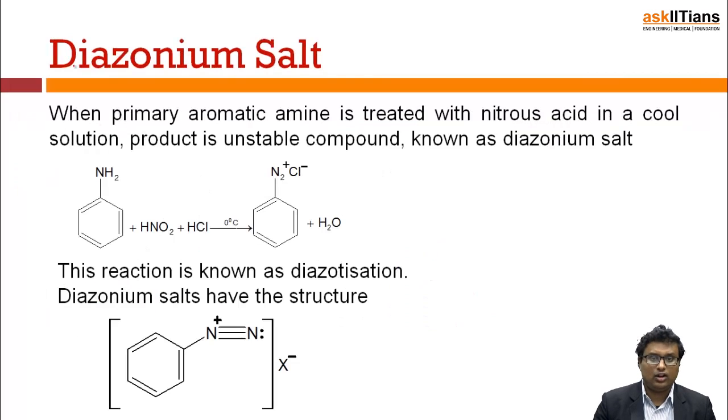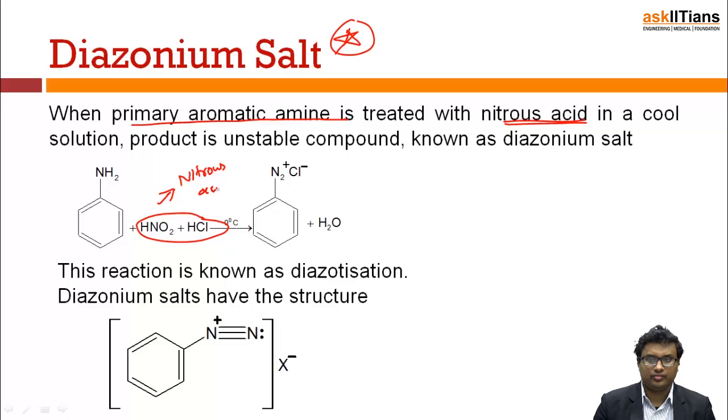Next, very important for any competitive examination, the diazonium salt, the one which I was waiting for, and the one which I am actually making you guys wait for. So a primary aromatic amine is treated with nitrous acid, this is your nitrous acid, in a cool solution. The product is an unstable compound, which is the diazonium salt. Remember, this is an unstable compound, and this is also called the diazonium salt.